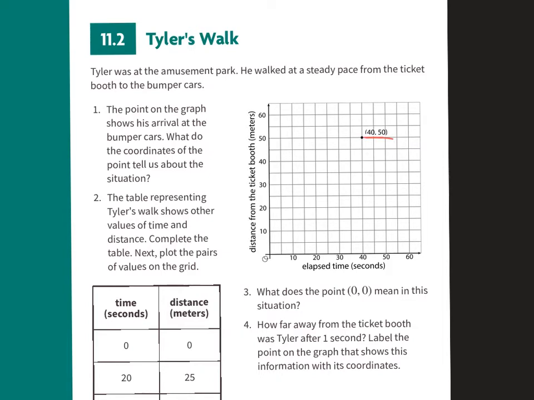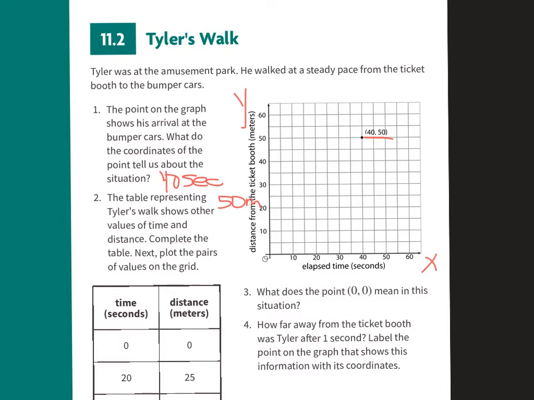40, 50. So 40 is my x value. My x values are down here. So 40 means it took him 40 seconds. The second number is my y value. The y values are on the side here. So what does it tell us? It took him 40 seconds to walk 50 meters.